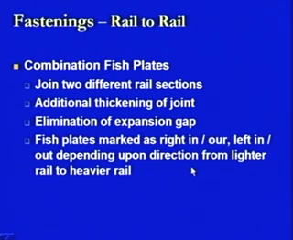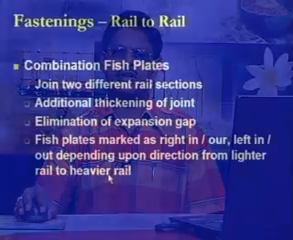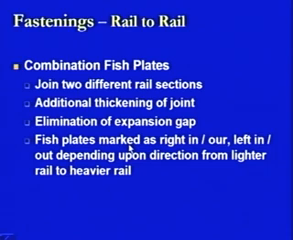and the fish plates are marked as right in or right out, and left in and out, depending upon direction from lighter rail to the heavier rail. It means when we are using 2 different rail sections, obviously there is going to be a difference in the sectional area as well as sectional weight of those rail sections. So, one rail section which has a lesser weight will be termed as a lighter rail, and another rail section will be termed as heavier rail. Now, based on the location of the lighter rail with respect to the heavier rail, the fish plates are designated as right in or right out, or left in or left out.